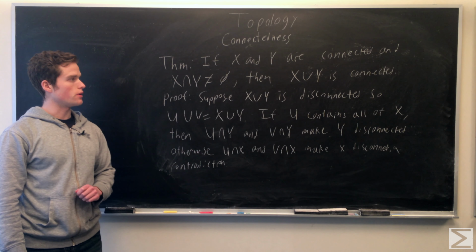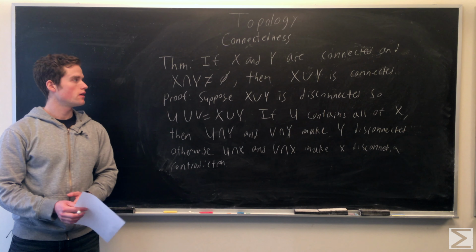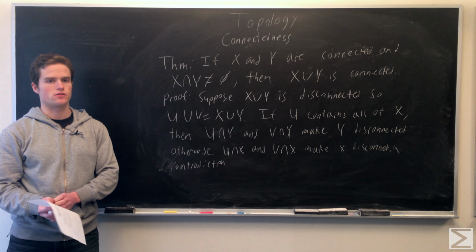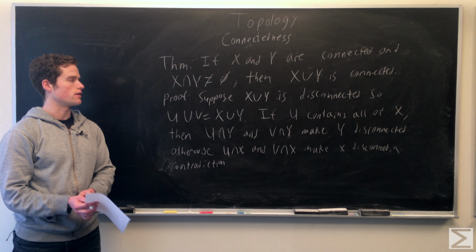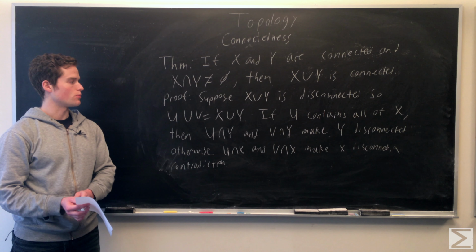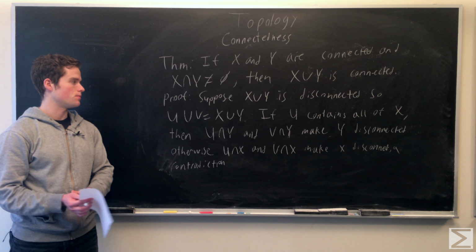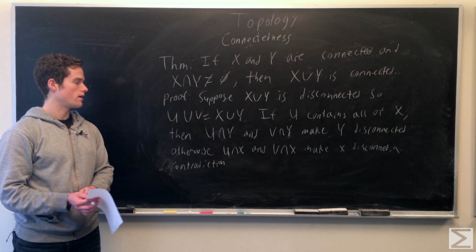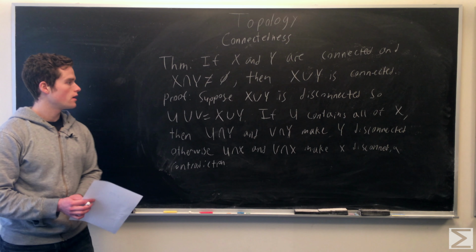So we can show that if X and Y are connected spaces and the intersection of X and Y is not empty, then the union of X and Y must also be connected. So we're going to prove this via contradiction. Assume the union of X and Y is disconnected. So we have some open sets U and V who have null intersection, and they both contain some of X union Y, and their union gives us all of X union Y.